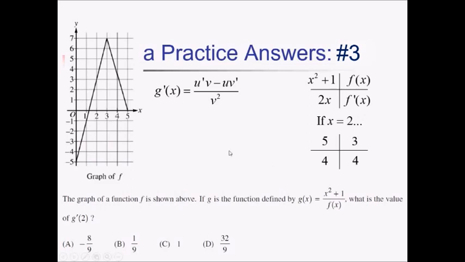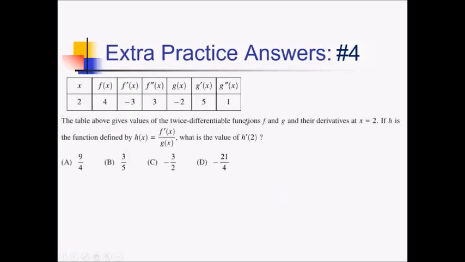Now I multiply all this out to get g prime of 2 in that fraction there. So I've got u prime v, that's 4 times 3, and I'm using the ribbon sort of motion here. 4 times 3, which is 12, minus 5 times 4, so minus 20, all over 3 squared, so over 9. So we've got negative 8 ninths then, which is going to give me answer choice A.